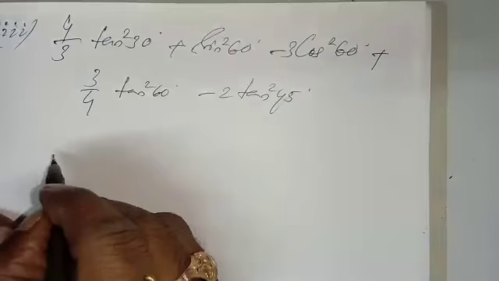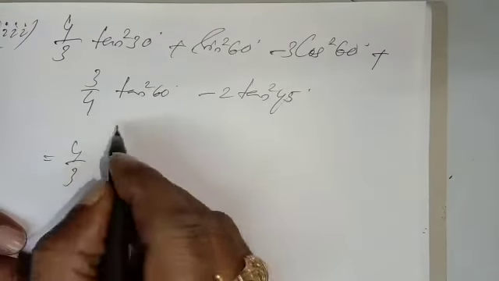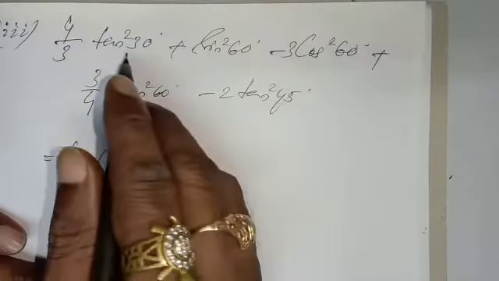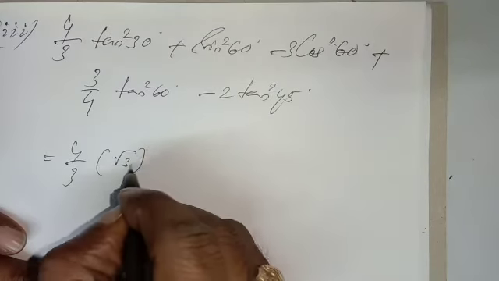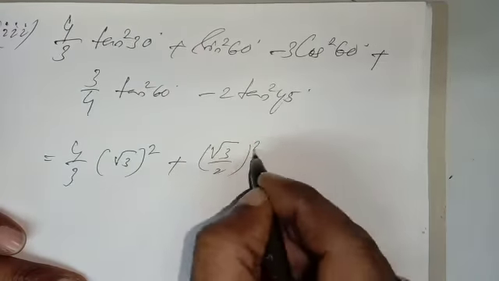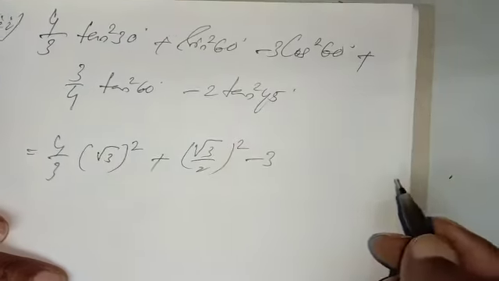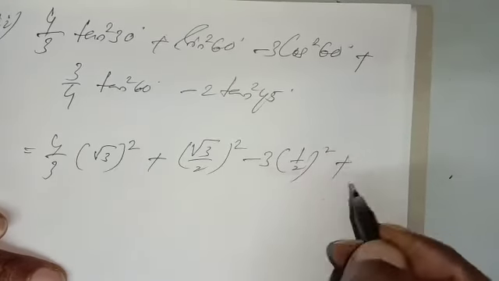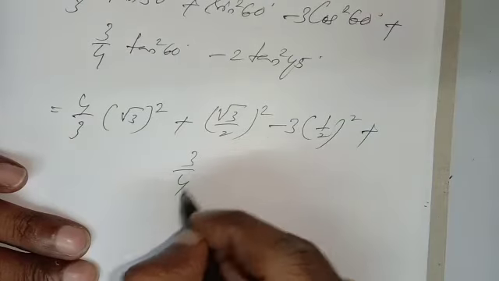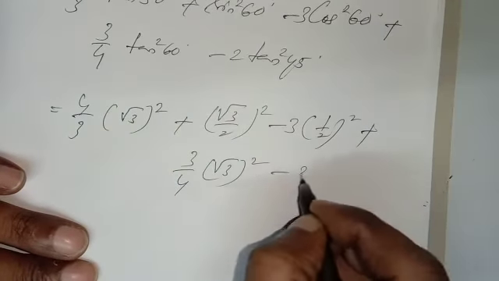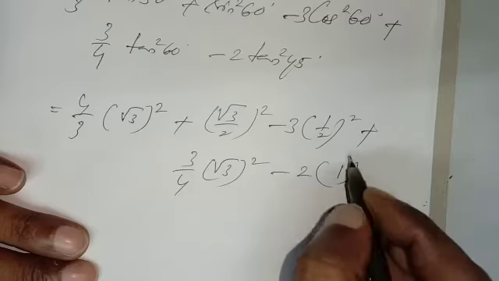Okay, now solve one by one. 4 by 3, what is the value of tan 30? Tan 30 is 1 by root 3. Tan square 30 means tan 30, that whole square. Sin 60 is how much? Root 3 by 2 whole square, because sin square is given. Minus 3, cos 60 is how much? 1 by 2, that whole square. Plus sign. Now 3 by 4, tan 60 is how much? Root 3, that whole square, because tan square is given. Minus 2, tan 45 is how much? That is 1 whole square.